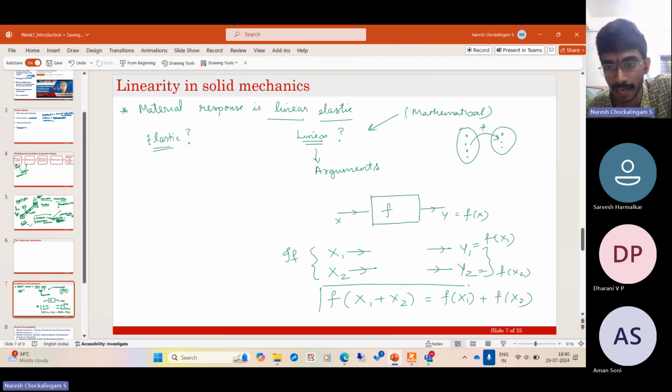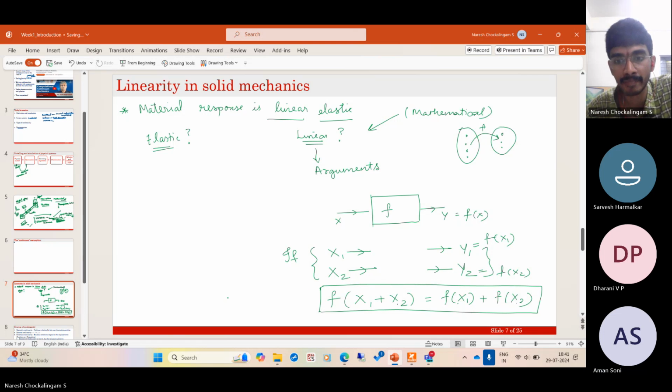Both in math and mechanics, you have a name for this. What is this? x1 is an input, f of x1 is its output, x2 is an input, f of x2 is its output. When you add the inputs, the outputs get individually added. So it has a good name. Linear dependency. Linear dependence is something else.